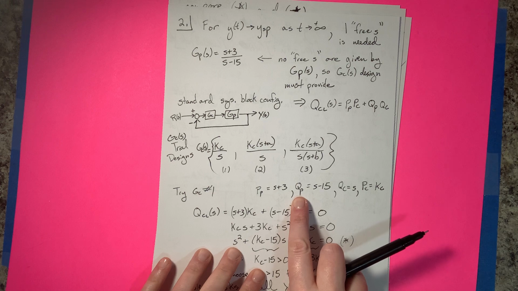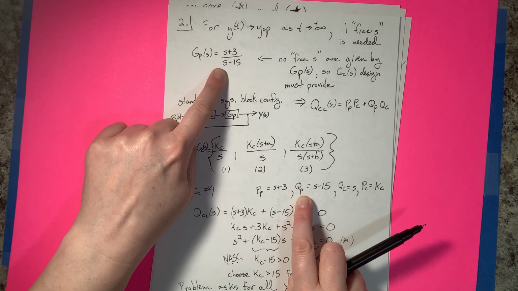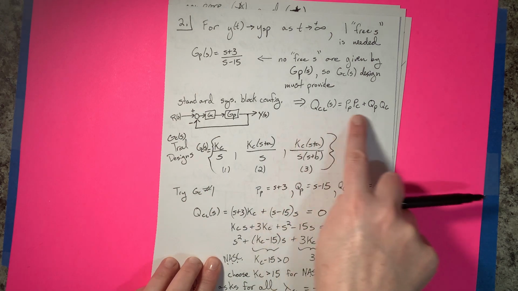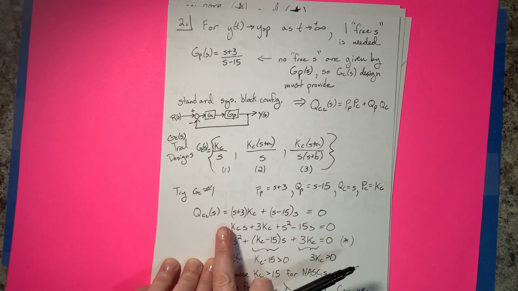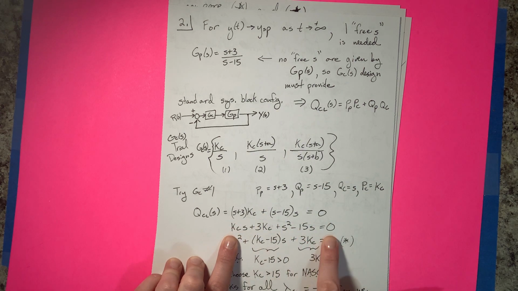And the Q is the denominator. So Q sub P is S minus 15, and Q sub C is just S. So we plug that into our equation right up here, and I've written that out right here. All we did is simplify it.